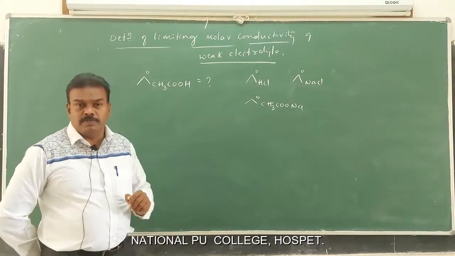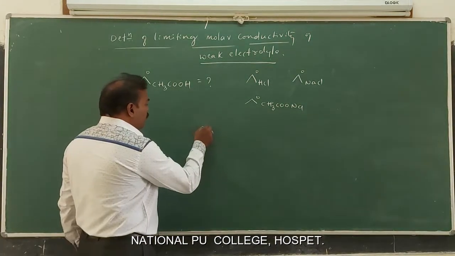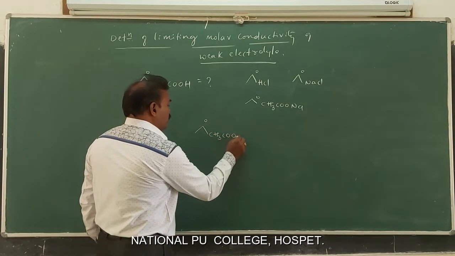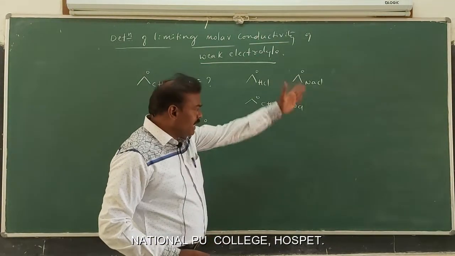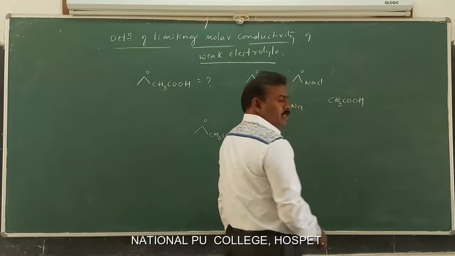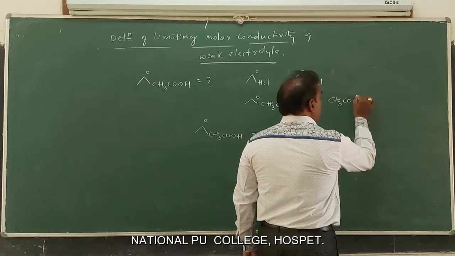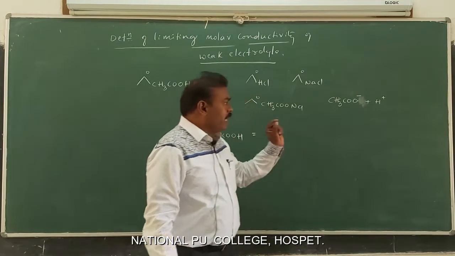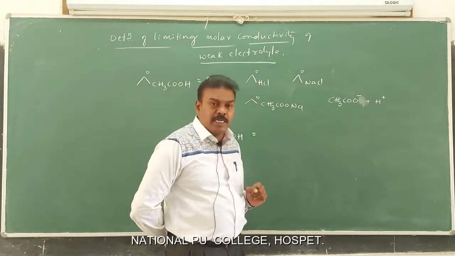Okay, first of all, we have to take this one. Limiting molar conductivity of CH3COOH is equal to, I represent here, CH3COOH gives rise to two types of ions. One is the CH3COO minus ion, and then the H plus ion. Okay, here now we have to use one tactic. How to represent the Kohlrausch law?